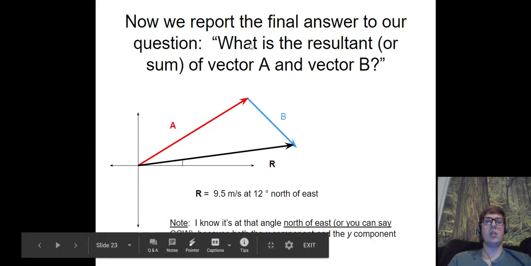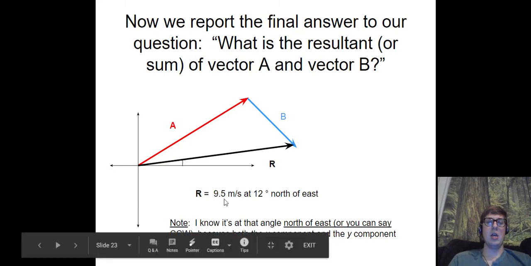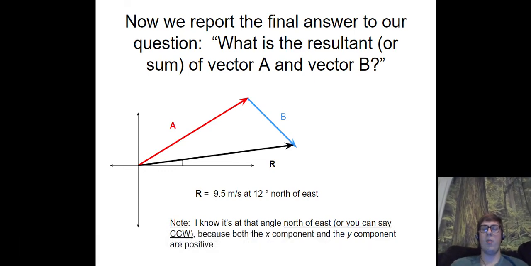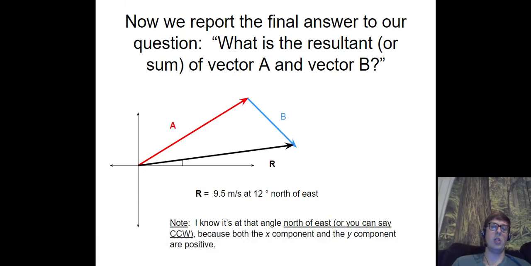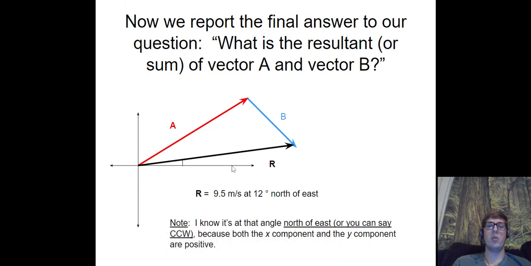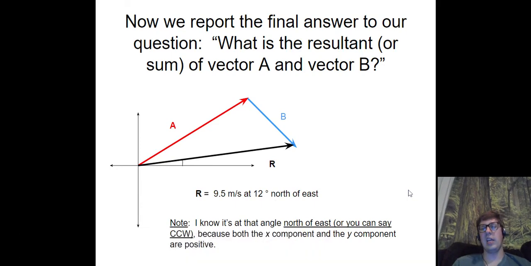So for the final answer, what is the resultant of vector A and vector B? We can say 9.5 meters per second at 12 degrees. You could say north of east, or you can say counterclockwise, and that way all physicists would know exactly what you're talking about. They know how long it is, the magnitude, and they know the direction it's at, 12 degrees north of east, or, like I like to say it, counterclockwise.